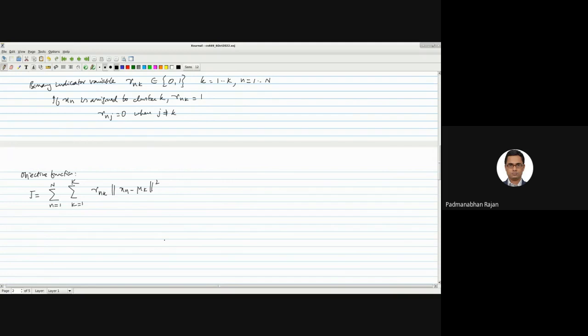So now our objective is to find the R_nk and mu_k such that J is minimum. Initially, in the beginning, we don't know what mu_k is. We don't know what R_nk is, because this is actually the assignment. We only have x_n. So now our objective is to minimize this.